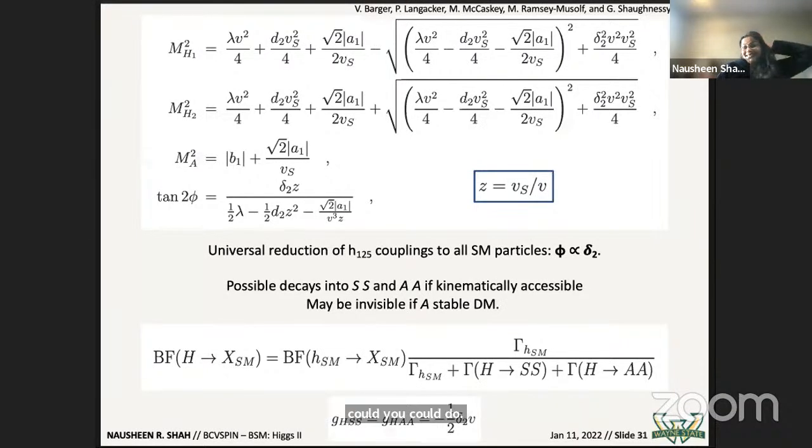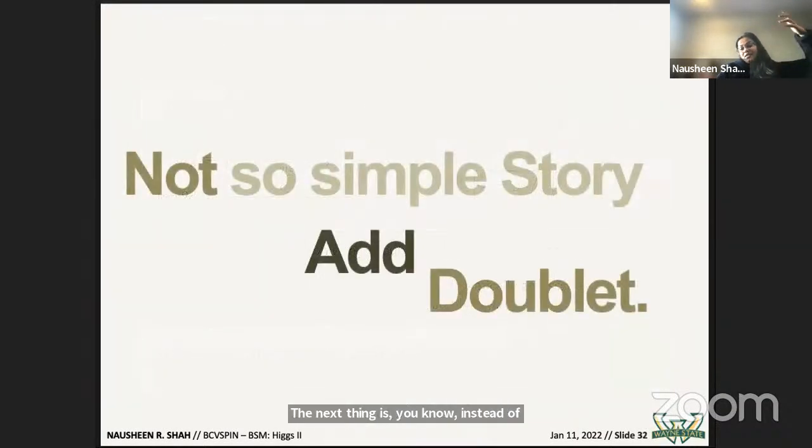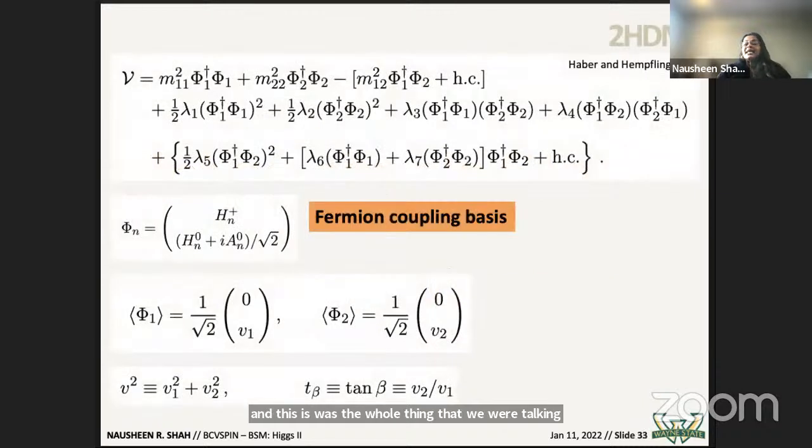The next thing is, instead of a singlet, and this is a little bit more complicated, you could think about what happens when you add a doublet to your story. So this is what happens in a lot of things like SUSY, and this was the whole thing that we were talking about generically in 2HDM. And again, the point is that we are using this to parameterize our ignorance, okay?